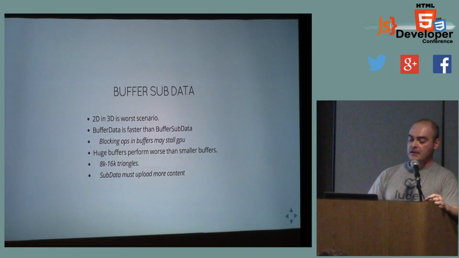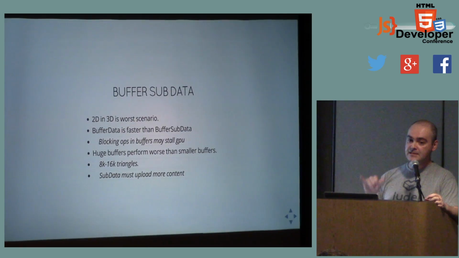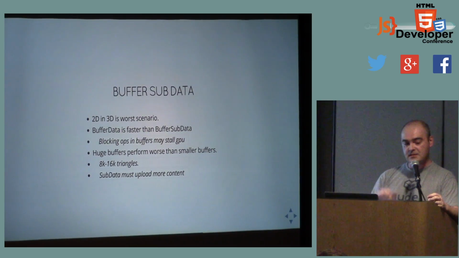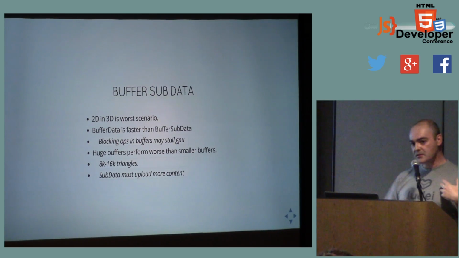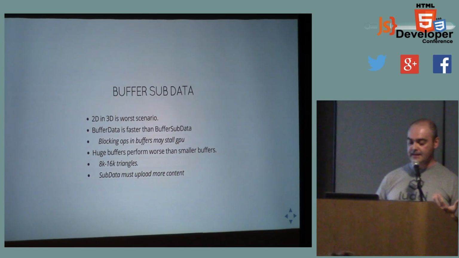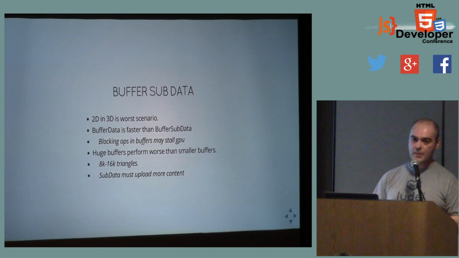That's why 2D in 3D is the worst scenario, because the geometry is completely dynamic. But regarding buffer data, we have two versions, and buffer data is way faster than buffer subdata, and that is something that happens behind the scenes for you. The GPU is going to be blocking operations in a buffer until it has uploaded all the geometry to it. So if we have completely dynamic data, we should use buffer data instead of subdata where possible.